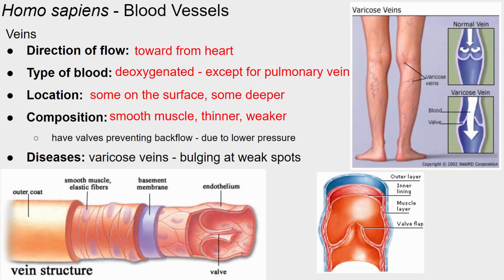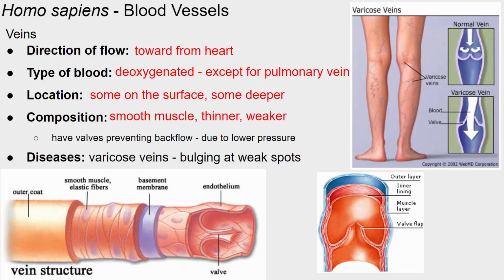Now, the arteries don't really need valves because the high pressure is forcing blood only one way. But in the veins, the pressure is much lower. And so there would be the possibility that blood could go backwards. But it's stopped because of these valves that allow it only to travel in one direction.